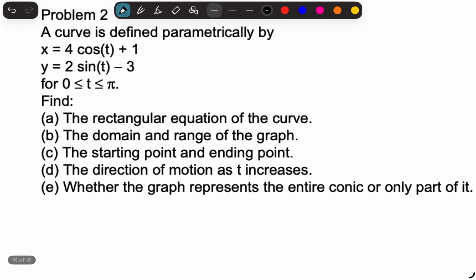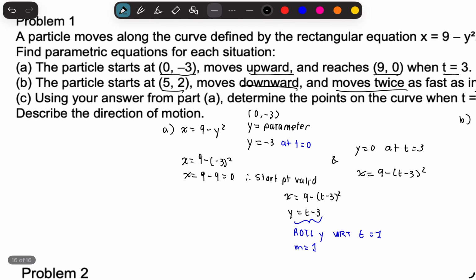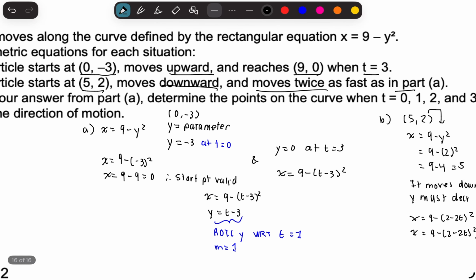Now, for part C, using your answer from part A, determine the points on the curve when t is equal to 0, 1, 2, and 3. Describe the direction of motion. So using part A, we're going to start with x is equal to 9 minus (t minus 3) squared, and y is equal to t minus 3. Now we're going to sub in our values. So when t is equal to 0, we're going to substitute in 0 for all those locations.